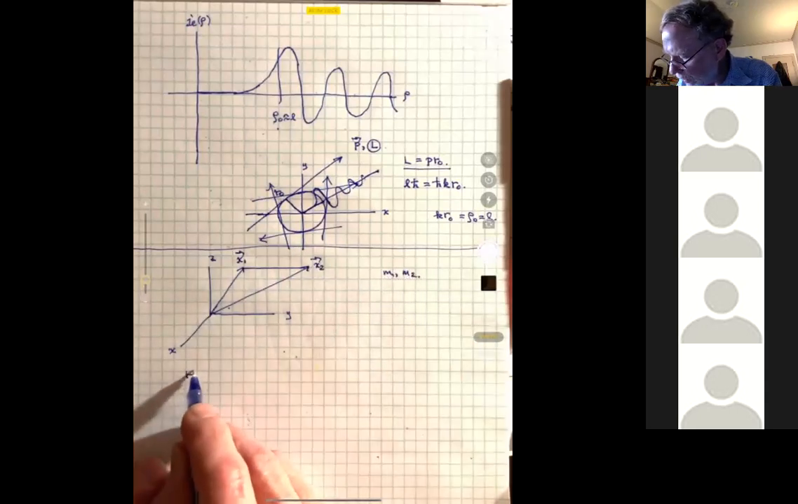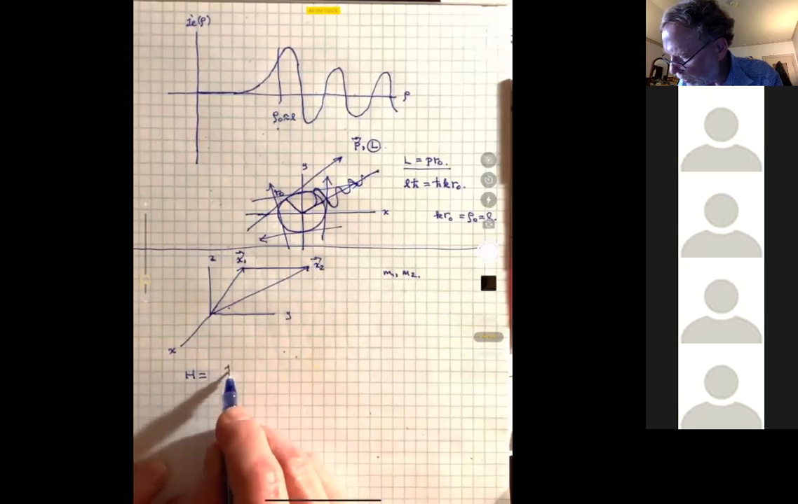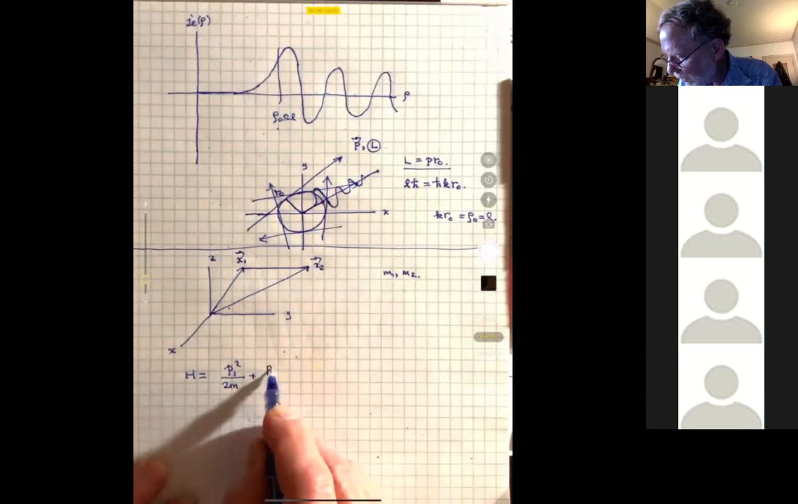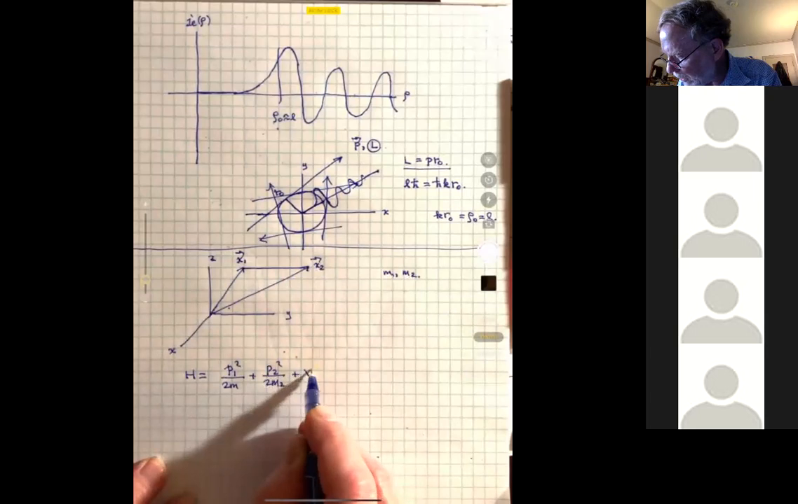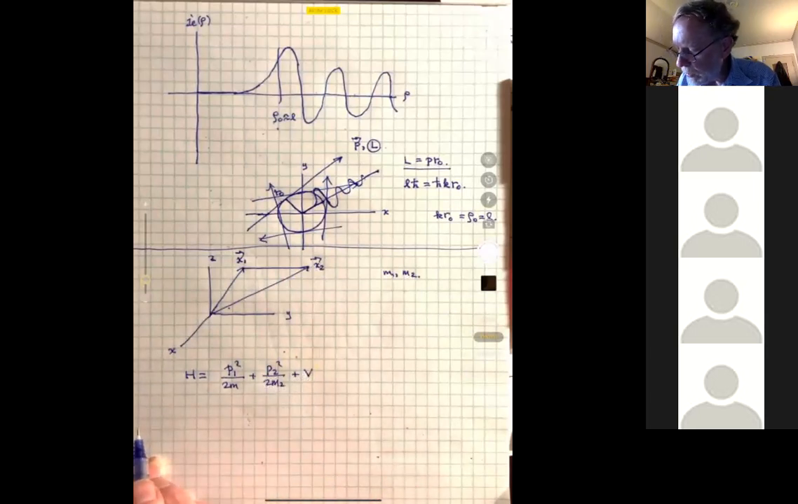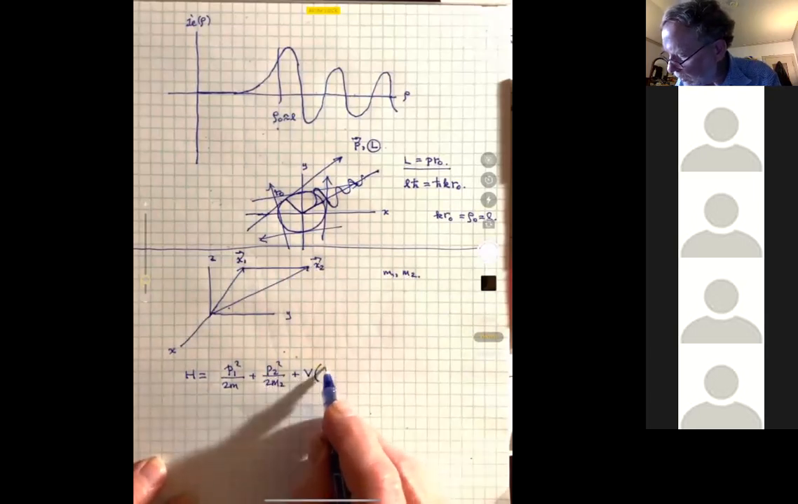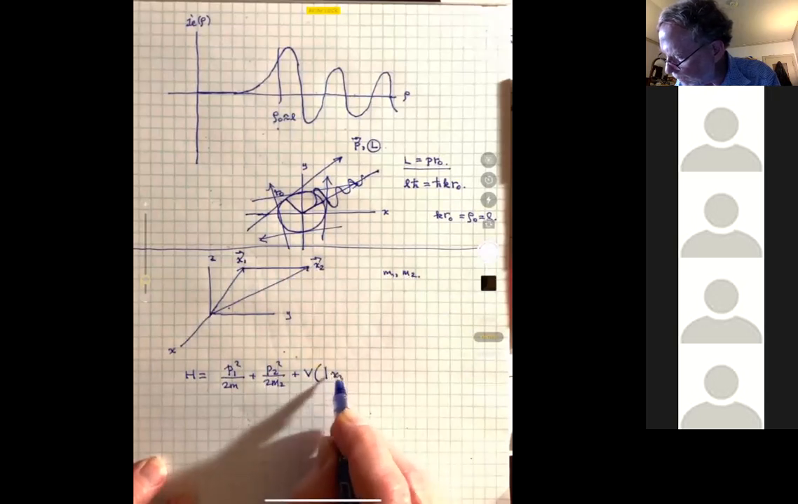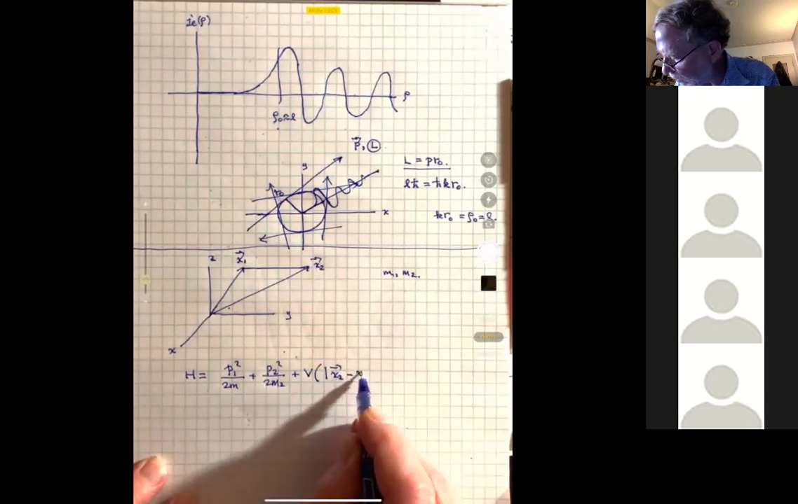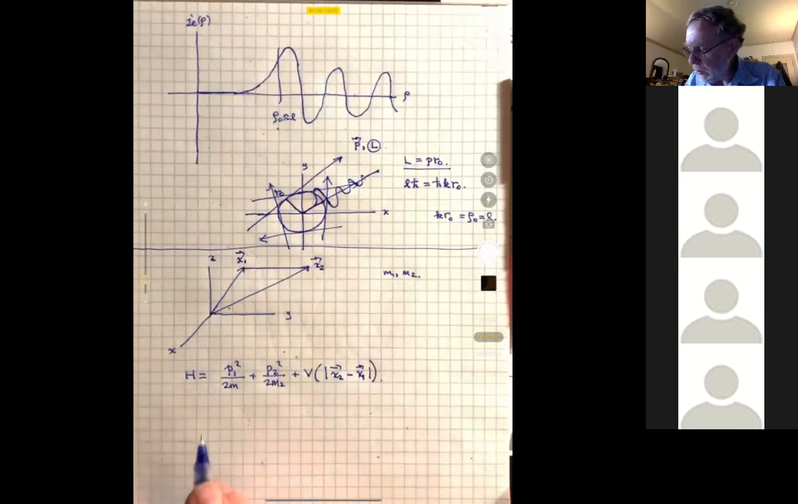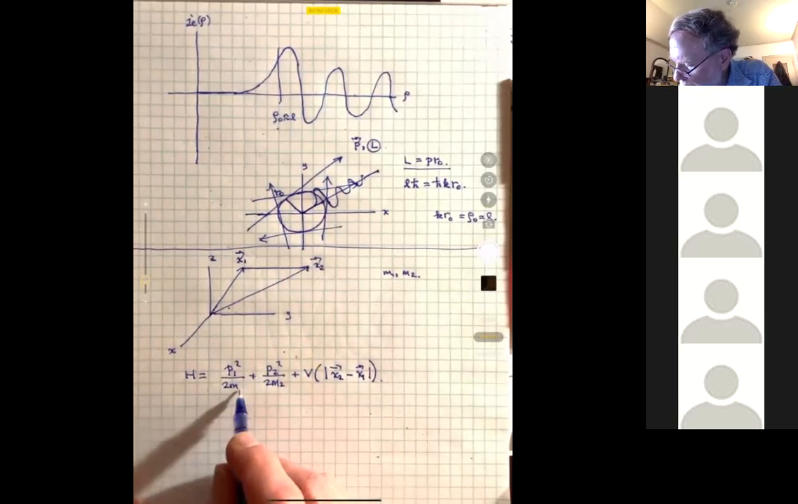Then the Hamiltonian for the system is the total energy of the system, which is the kinetic energy of particle 1, p1 squared over 2m1, plus p2 squared over 2m2 for the kinetic energy of particle 2, plus the potential. And in order to make a central force problem, we will assume the potential is a function only of the distance between the particles. So it's a function of the absolute value of x2 minus x1, like so. So this is now a two-body Hamiltonian. Central force problem still, but it's a two-body Hamiltonian. This should be m1 here.